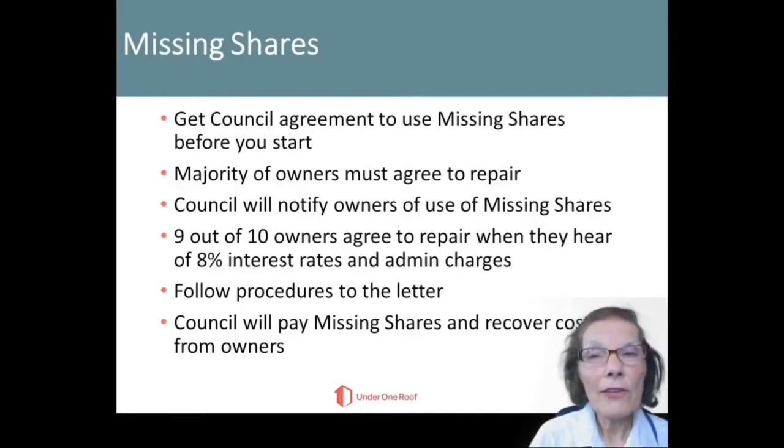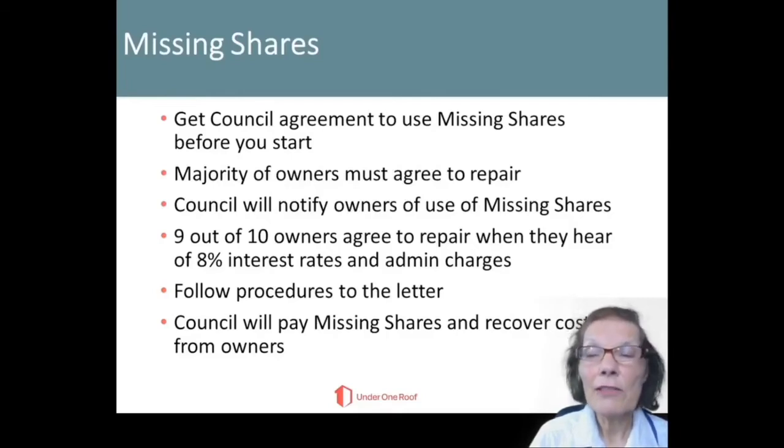So the council will pay their share, but the council will then recover that money from the owners who haven't paid. Now, the current interest rate is 8% on those missing shares, and they add admin charges. That can be a substantial sum of money. And what tends to happen is that owners think, well, they might just as well pay up and get on with it because it's cheaper.